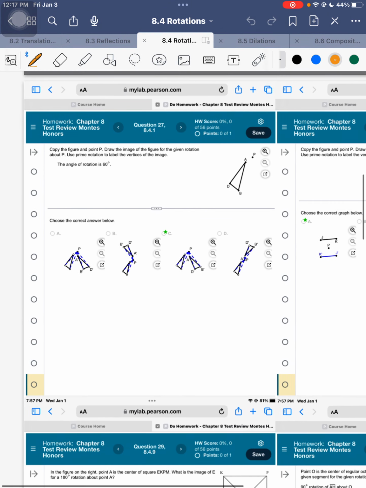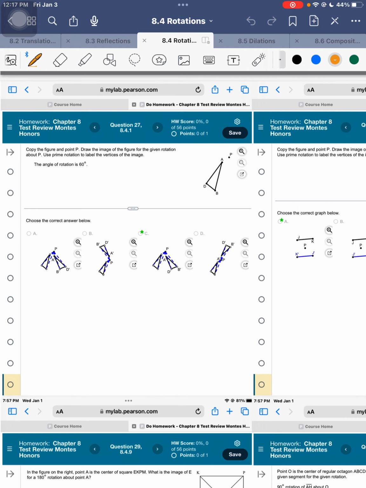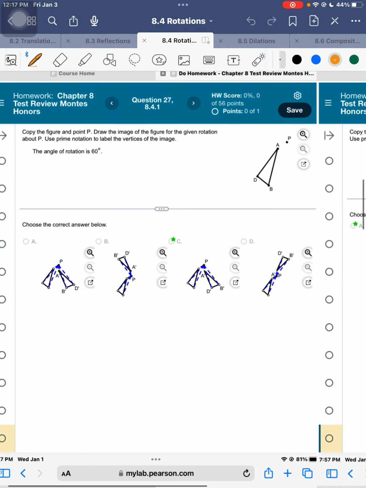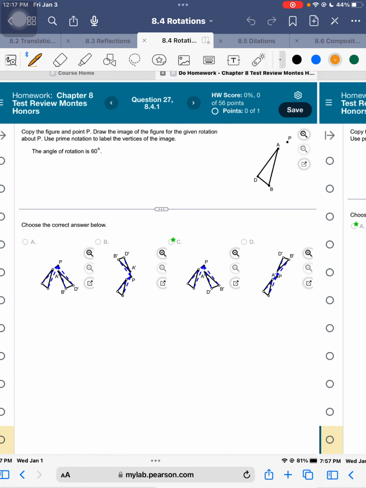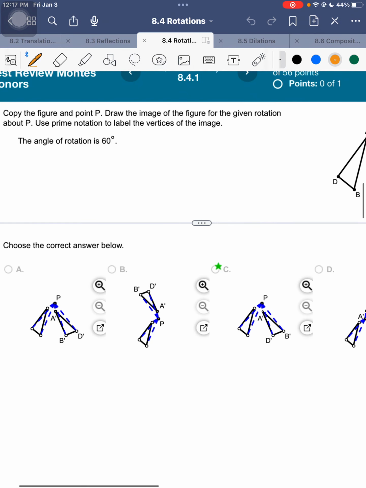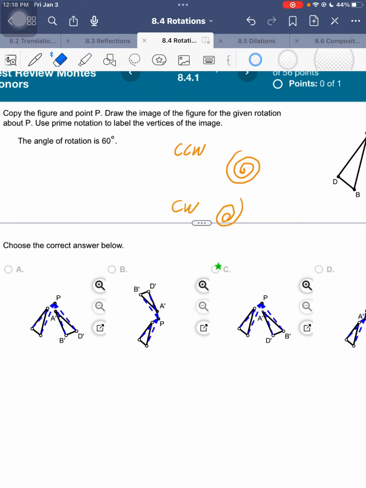All right, so let's start with rotations. One thing I want to clear up first before we do anything: if they don't specify a direction in which we rotate, we're going to rotate counterclockwise. Counterclockwise is like this. Clockwise is like that, the same way a clock moves.